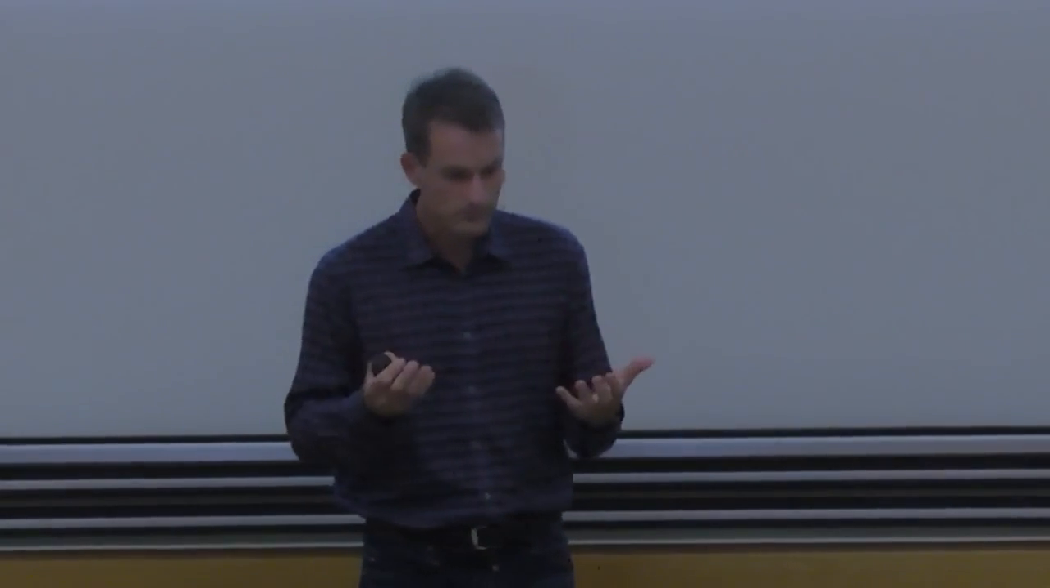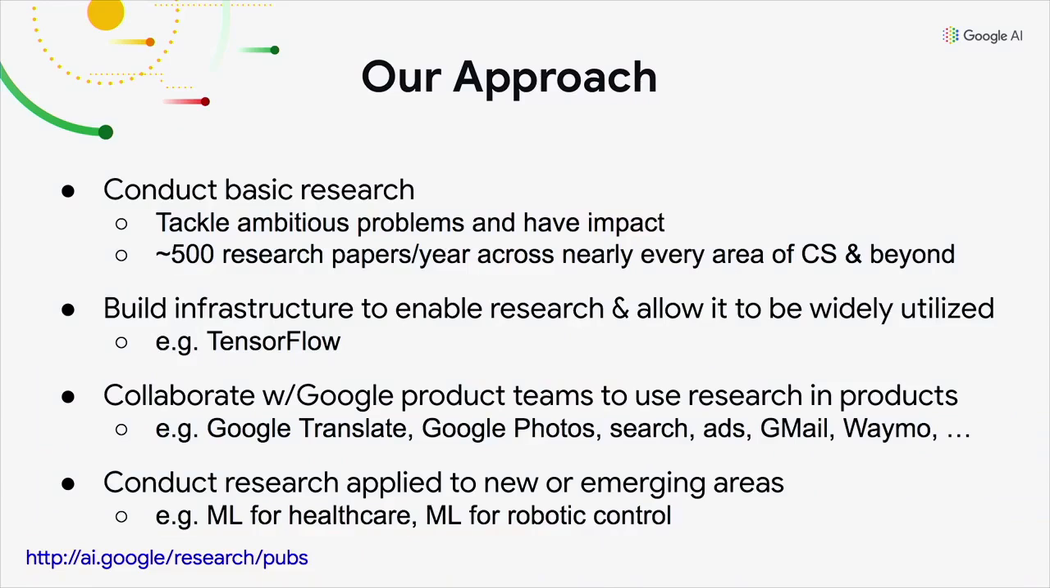But our basic approach in research is we divide the things we do into 4 rough buckets. First, we conduct basic research. We try to tackle ambitious problems and have impact by working on them and making progress on them. We publish about 500 research papers a year in the last few years across nearly every area of computer science and beyond. We build infrastructure is the second area, to enable this research. So software infrastructure, and in some cases we collaborate with people and help build hardware infrastructure, and then allow it to be widely utilized. It's really good to take a research idea and then build infrastructure so 10 teams can use it rather than working one-on-one with an individual team to try to get something used.